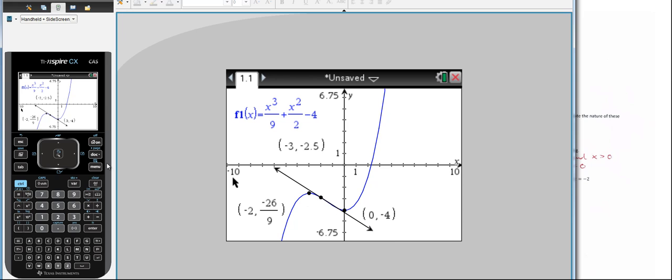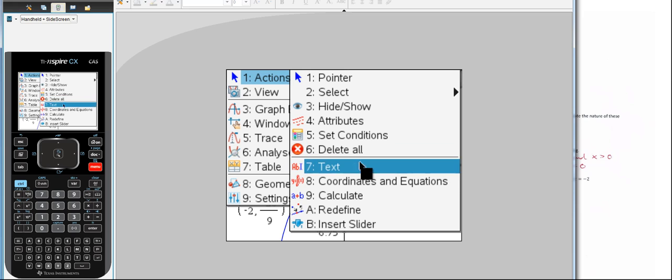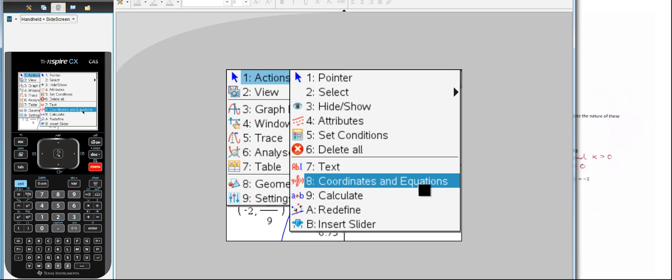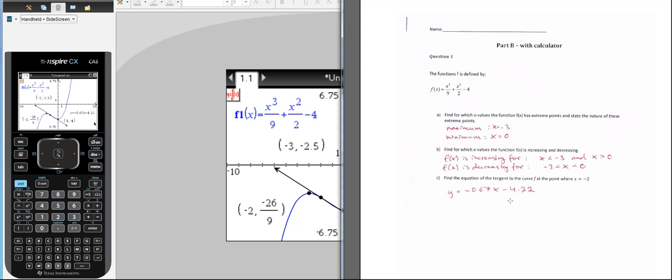There we go. Final step is to go to actions and coordinates and equations. Click on the line once and then click over here to place the equation. So the equation would be minus 0.67x minus 4.22. That's the equation of the tangent.